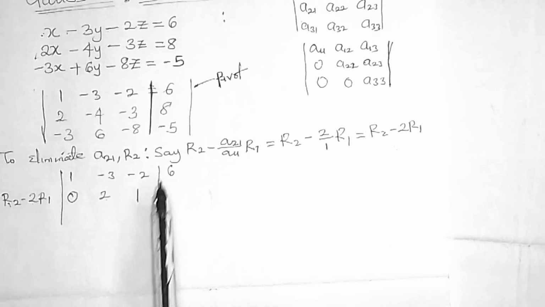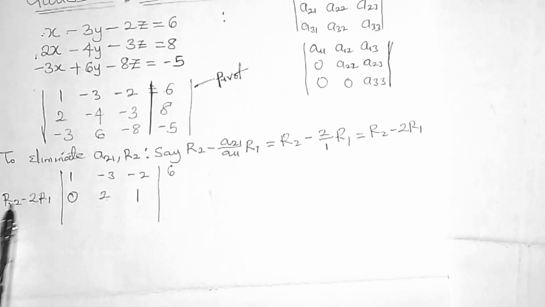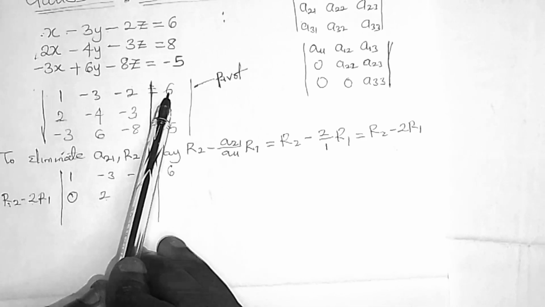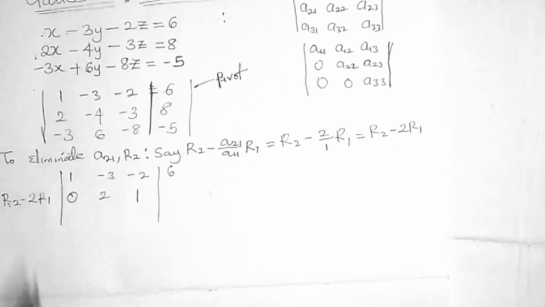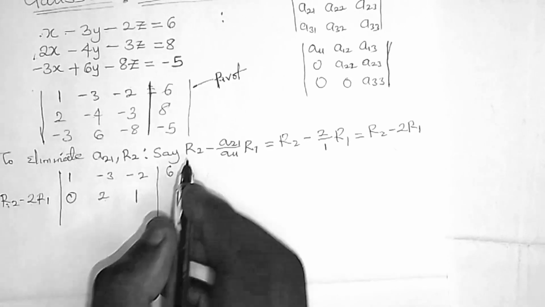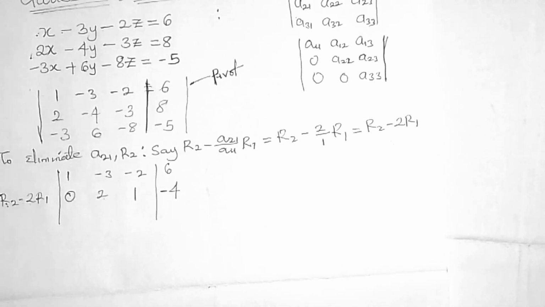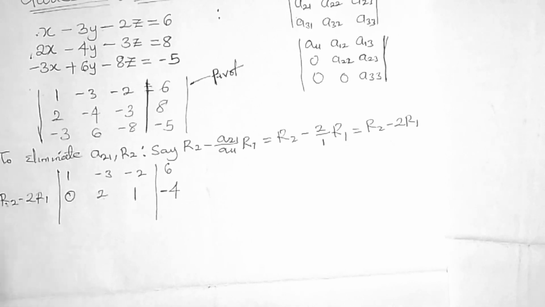Then you have what? The next one, R2, which is what? 8. That means you have 8 minus 2 times 6. 2 times 6 will give you what? 12. So that means you have 8 minus 12. 8 minus 12 will give you what? Minus 4. Are you seeing that now? So now you can see that you have been able to make this place to be 0, which is the first one.